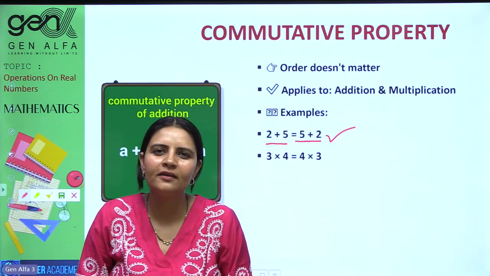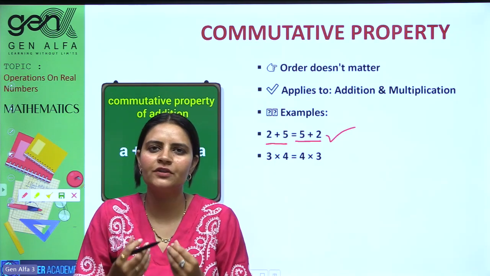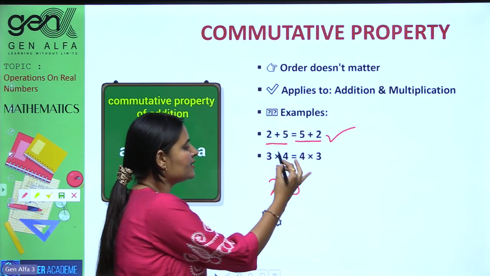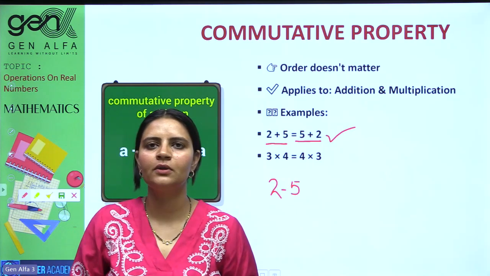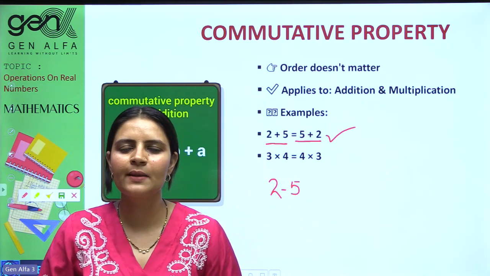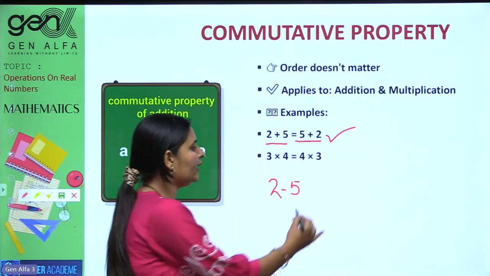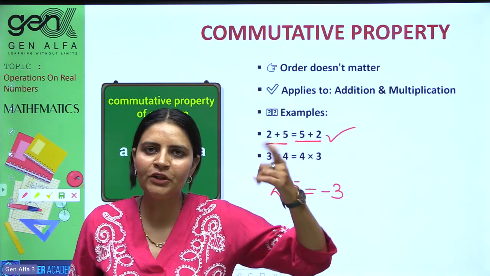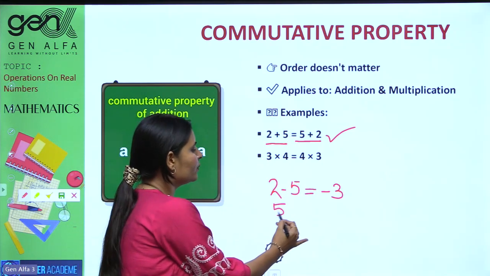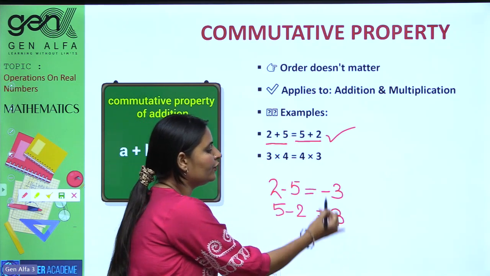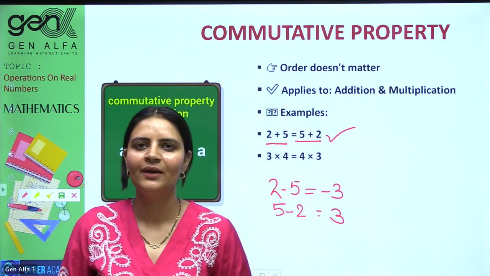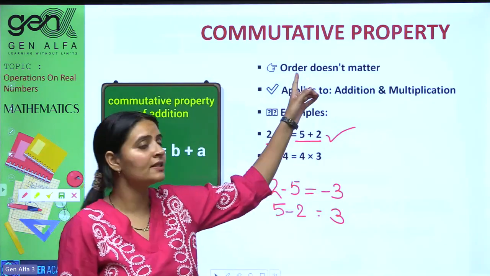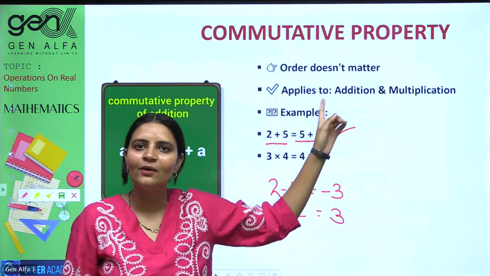Yes. But what if in case of subtraction or division? Let's suppose I just subtract 2 from 5. What is the answer? 2 got subtracted from 5. Your answer is 3? No, your answer is minus 3. Yes. Now flip the order. 5 minus 2. Your answer is 3. Is the result same? No, ma'am. The result is not same. That's why under subtraction, commutative property does not work.